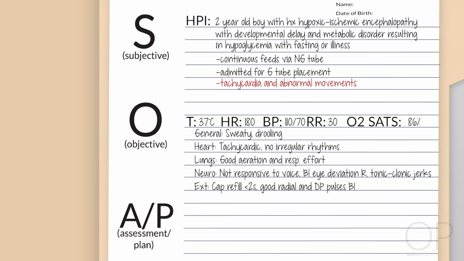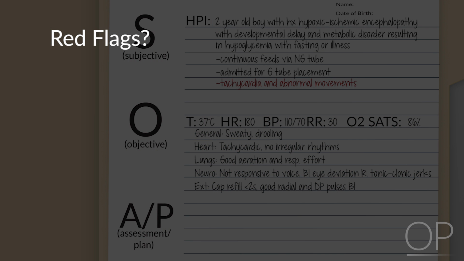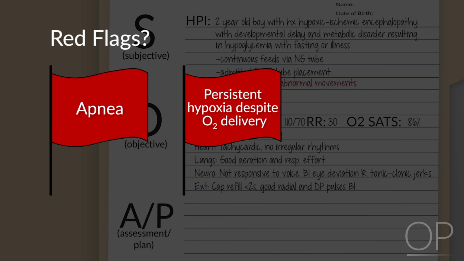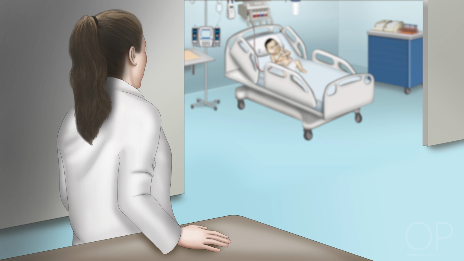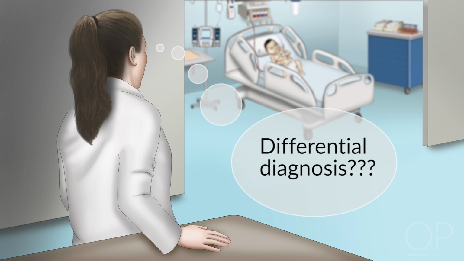So based on the vital signs and the physical exam, what would be red flags on your initial examination? If you see apnea, persistent hypoxia despite oxygen delivery, or hypotension. Now, based on your initial evaluation, what do you think this most likely is? Given the eye deviation, the poor response to stimuli, and the tonic-clonic activity of his body and extremities, this is most likely a seizure.